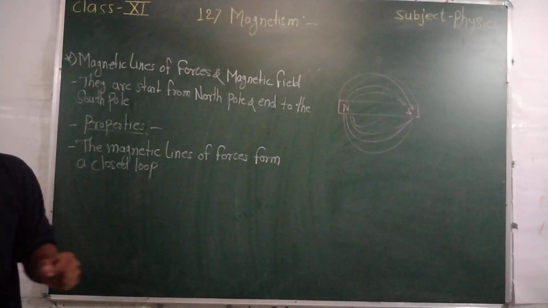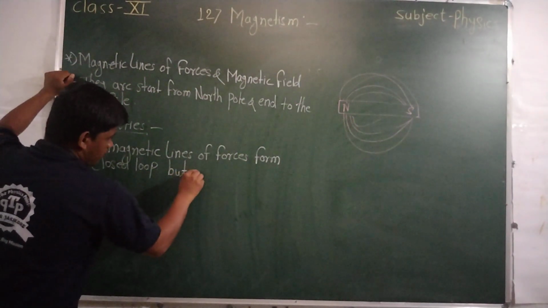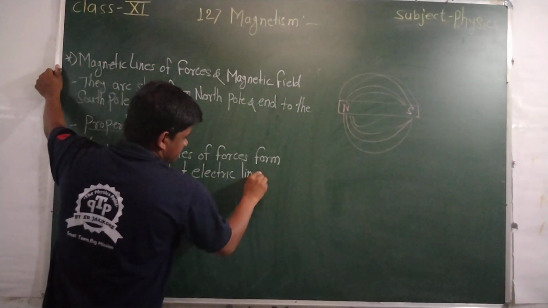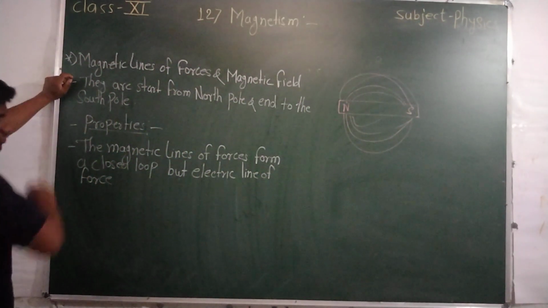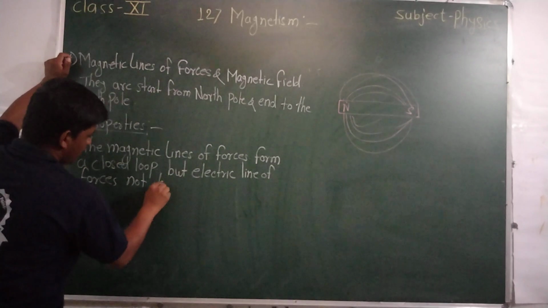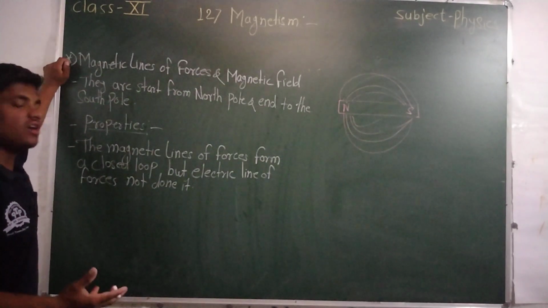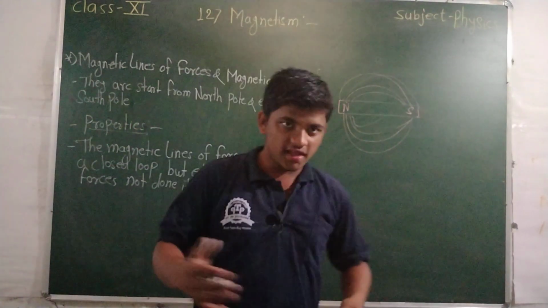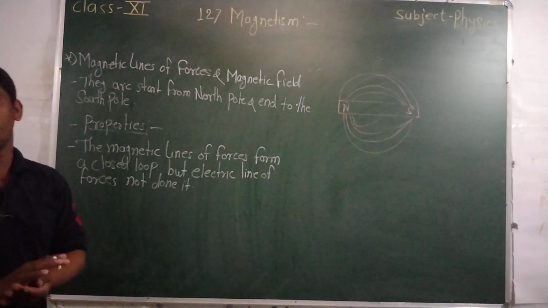do not do it; the electric lines of forces do not make a closed loop. Electric lines of forces make an open loop. We are discussing the comparison between the electric field and magnetic field, electric lines of forces and magnetic lines of forces, for a better understanding of both the electric and magnetic field.